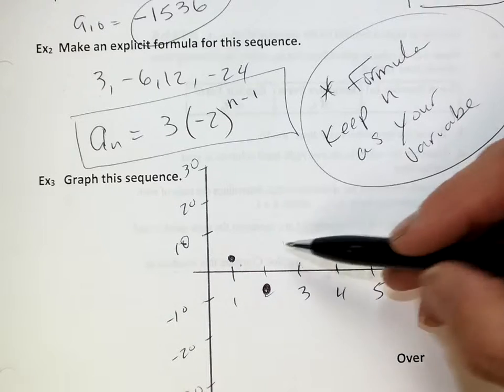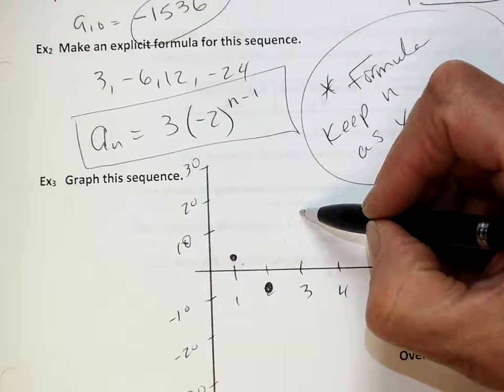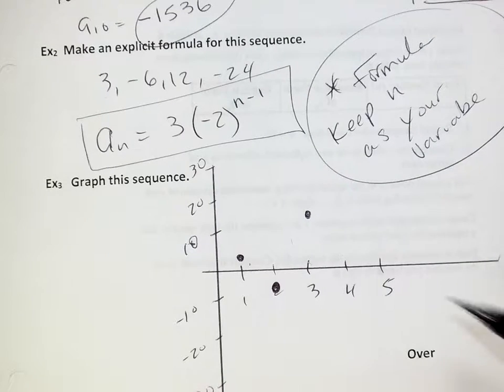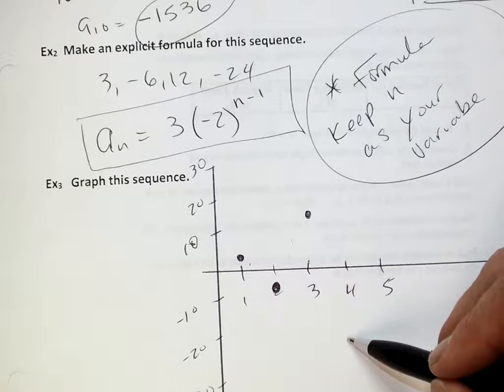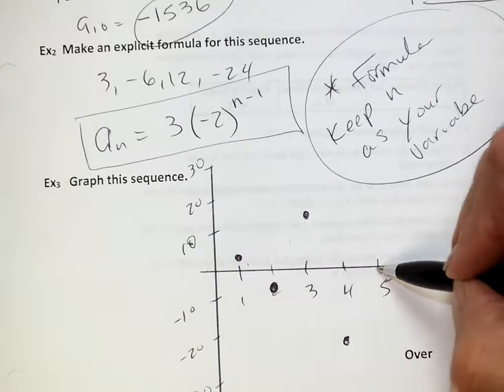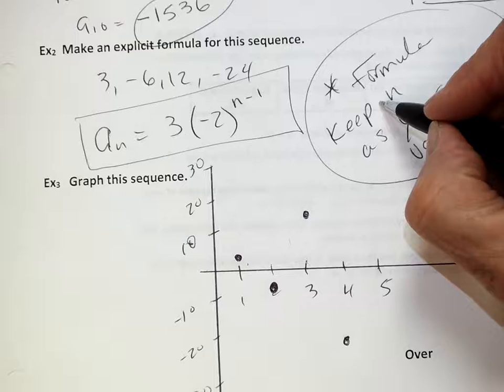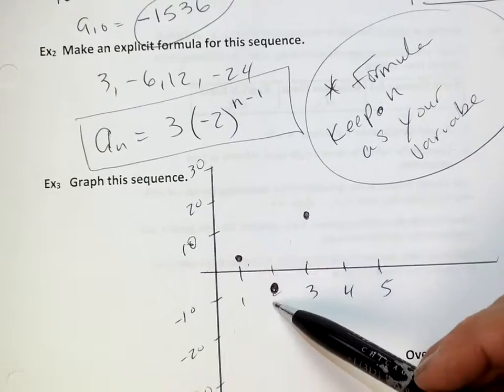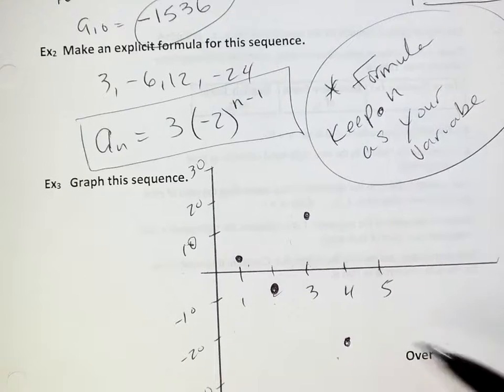Third term is 12, so I'll put a dot about 12. Fourth term is negative 24, which would be about there. And we don't have a fifth term, but if we did, it's 48. Okay, 48 would be way up there. So it goes positive, negative, positive, negative, but it keeps getting bigger and bigger. So that works? Yeah, Cody?